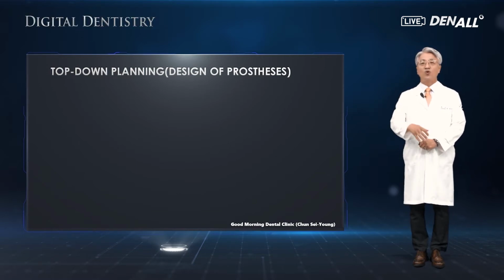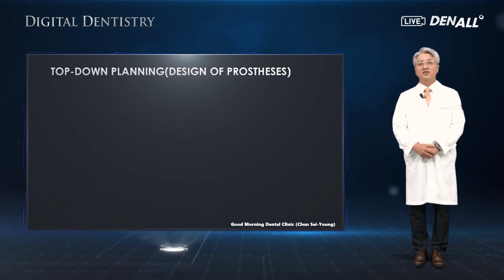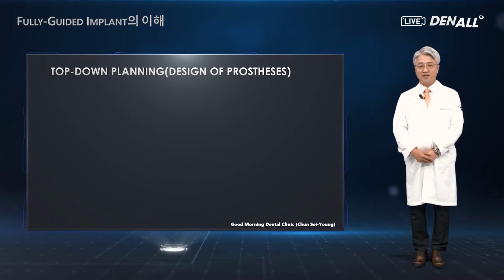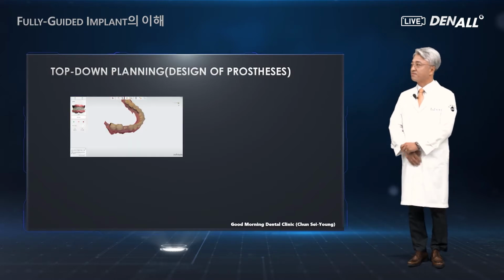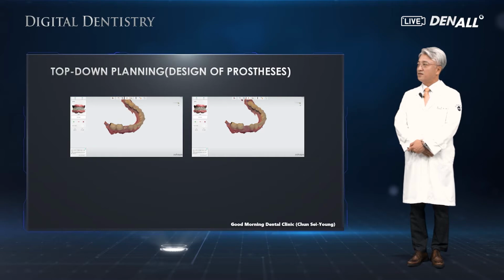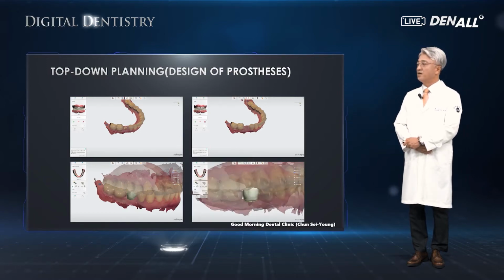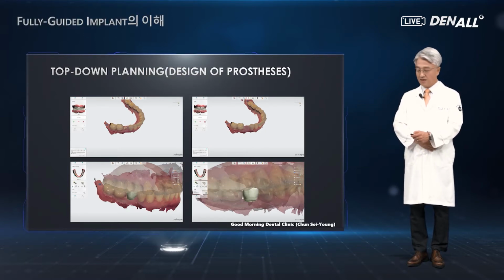The conventional approach is the fixture is placed and abutment and crown are fabricated afterwards. However, the fully guided implant means crown shape and the position are determined first, and after that, the fixture position is made. So this is a top-down implant planning approach. First, teeth are extracted. Second, crown is designed like in the picture in the extraction socket. So a crown is designed in an accurate position between the adjacent tooth and opposing tooth.